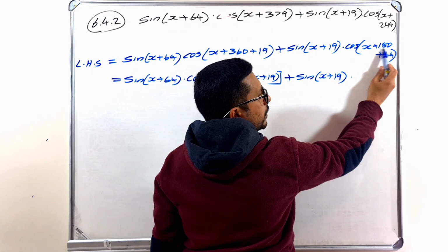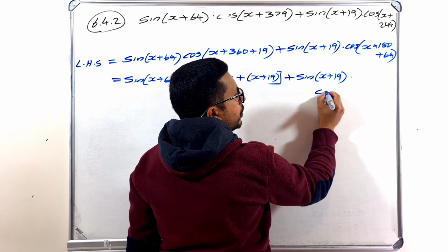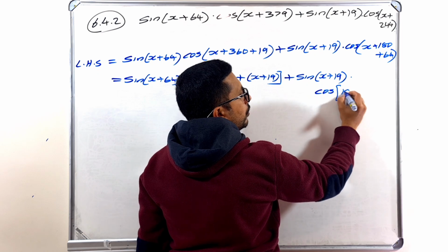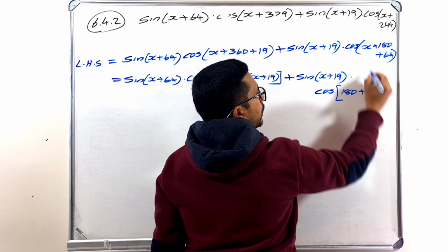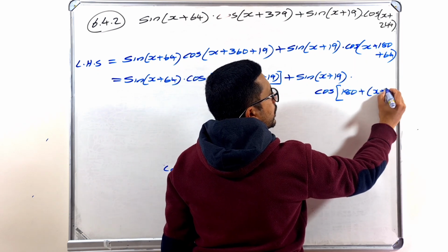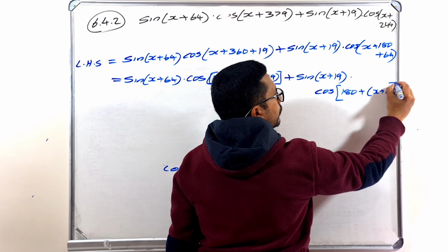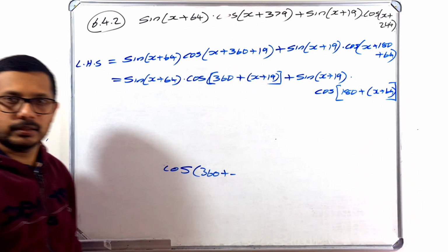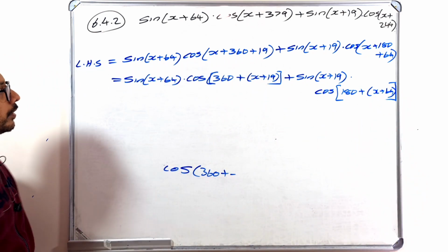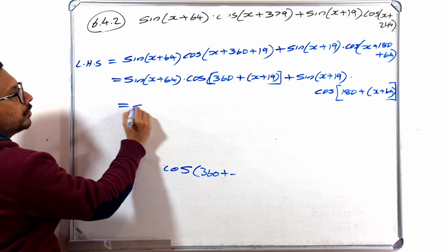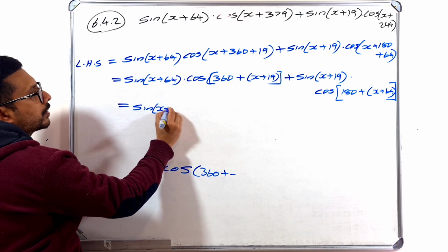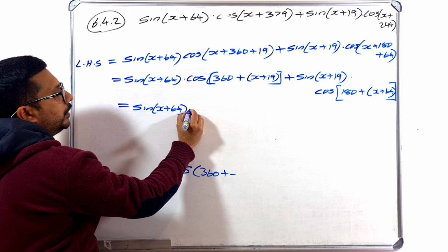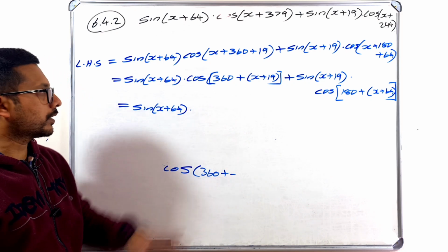So let me write this 180 plus first. Okay, so it is cos of 180 plus x plus 64. I wrote it like that. Okay, now next step, this is equal to sine of x plus 64 into 360 plus.